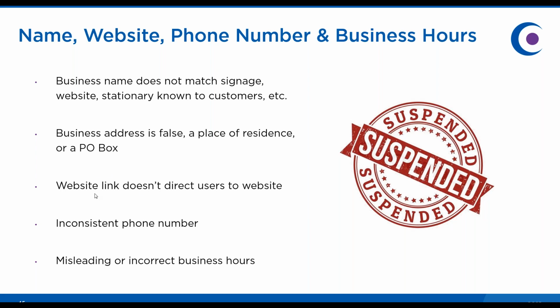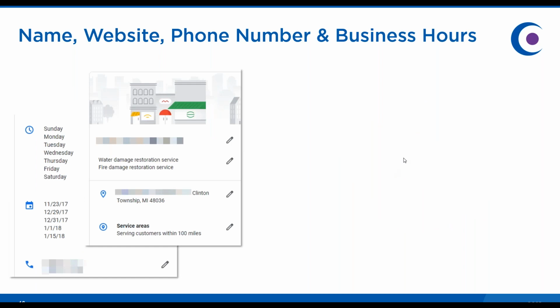Next, we've seen several where the link to the website may not work. So just make sure that one's right. Inconsistent phone numbers that don't match your other phone numbers. And then finally, misleading or incorrect business hours. Okay? So again, let's focus on what you can do right here. How do you make sure that your information is up to date and complies with Google's guidelines?